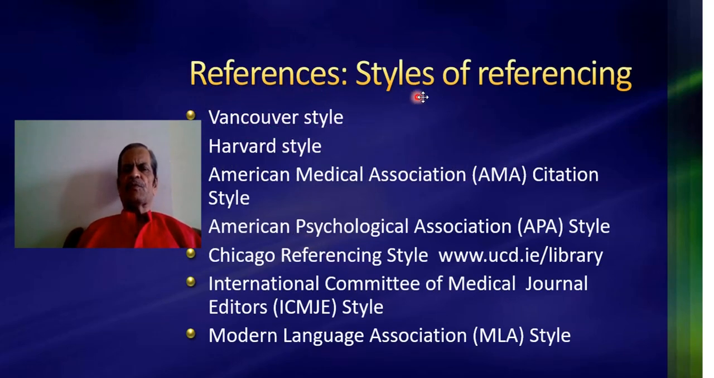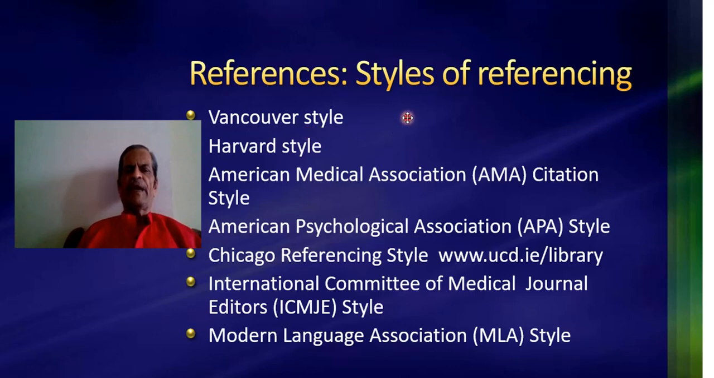The references, one must ensure as to what is the style of the referencing recommended by the journal. And these are the various styles of referencing: Vancouver style, Harvard style, American Medical Association citation style, American Psychological Association style, Chicago referencing style, International Committee of Medical Journal Editors style, the Modern Language Association style. So what is the referencing style recommended by the journal to which you are sending the article?